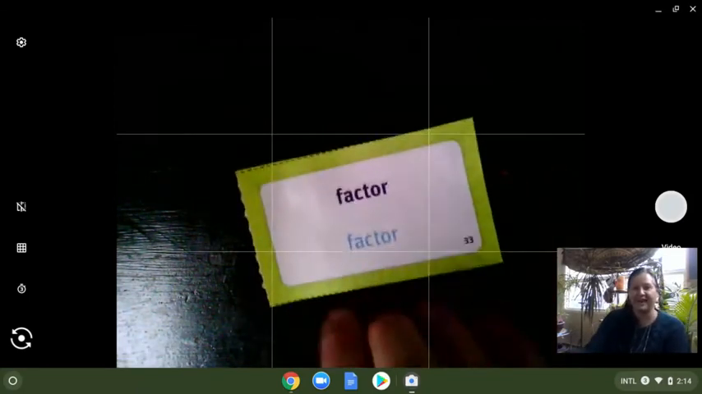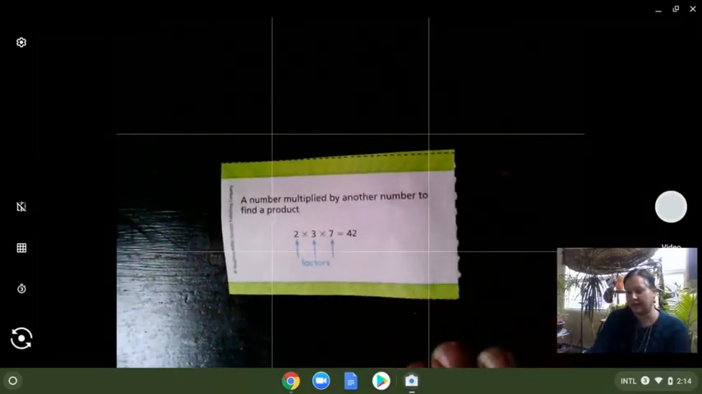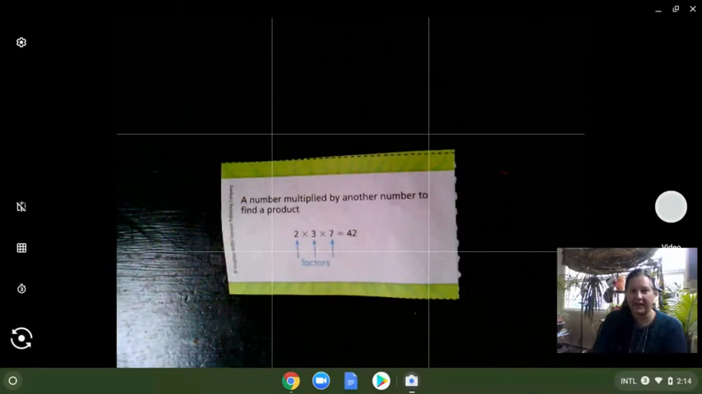All right, a factor. This one you should know from chapter 2. A factor is a number multiplied by another number to find a product. The word factors can be used in a lot of different ways. A factor could be a number in a multiplication problem. A factor could be a number that divides another number.